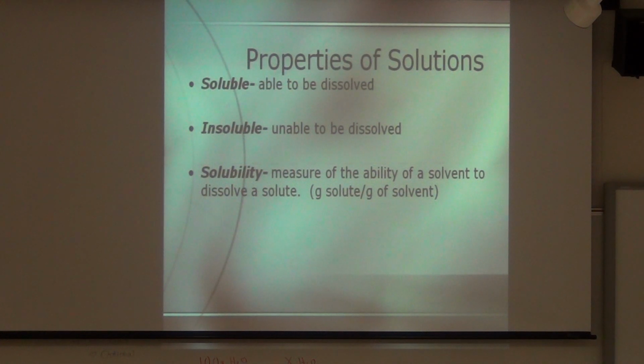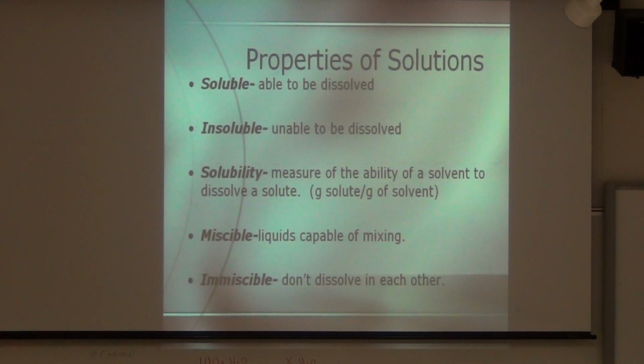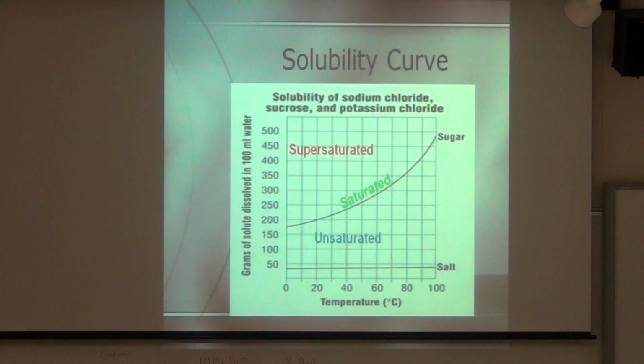Solubility is a measure of how much solute can be dissolved in a solvent. We'll look at a solubility table in just a moment. And miscible and immiscible are like possible and impossible. If two liquids are miscible, they will mix. And if they're immiscible, they won't mix, like oil and water. If something is possible, it can happen. If something is impossible, it can't happen. Easy peasy? All right. Solubility curve.